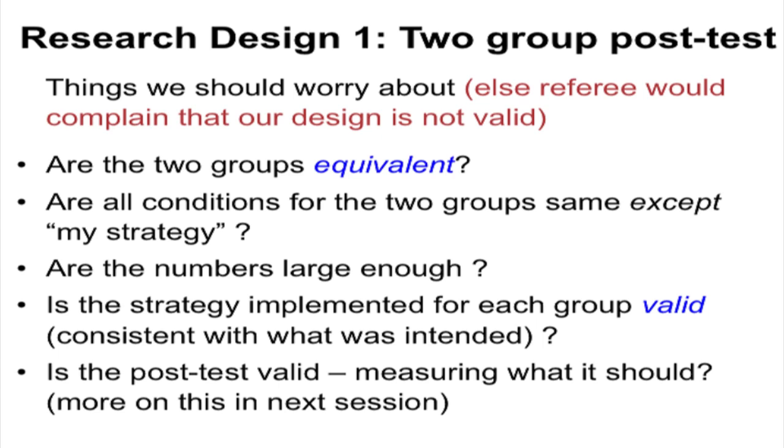So one of the first things really is, are these two groups equivalent? What we mean by equivalent is, are all conditions for the two groups the same apart from the treatment of my strategy? Let's see what these conditions could be. For example, the average achievement level of the two groups must be equivalent. Madhuri cautioned us against having one group which had very high grades in the previous semester, so it might be their ability or their high achievement levels which might cause a difference, so we don't want to go there. We want to make sure that the two groups have on an average the same achievement level for the subject.